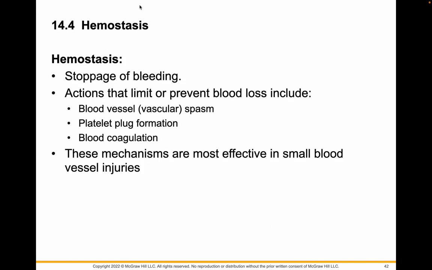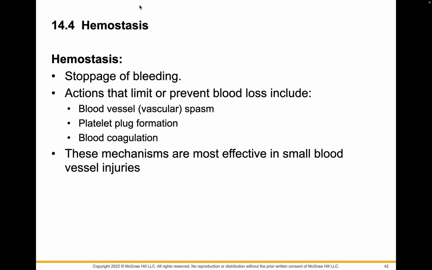So let's talk about a process now that we know what's in blood and what's specifically in the plasma of the blood. Let's talk about how we stop bleeding, a process called hemostasis. And there's 3 ways that we're going to try to stop blood loss. And these aren't in any specific order. In fact, a lot of them happen at the same time.